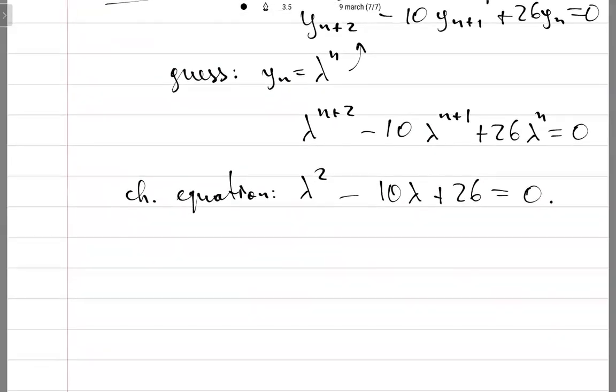What is the solution of this equation? 5 plus or minus i. I completely agree. I have two solutions. One is 5 minus i. The second one is 5 plus i. Yes, you are completely right. And then what should I do next?